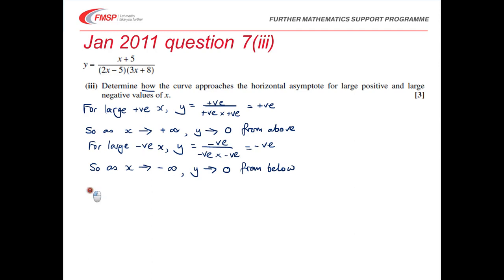It's also a good idea, even though it doesn't ask you to, to check the approaches to the vertical asymptotes. 2 of those have already been done for you on the sketch. So we've only got 2 to look for in this question. We need to look at what happens as x approaches minus 8 over 3 from below.